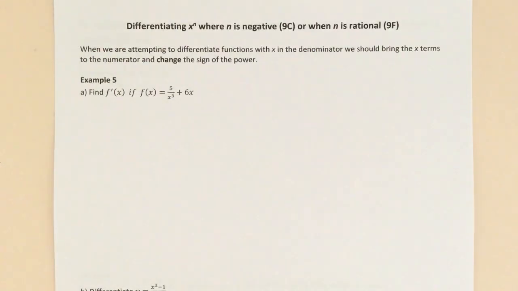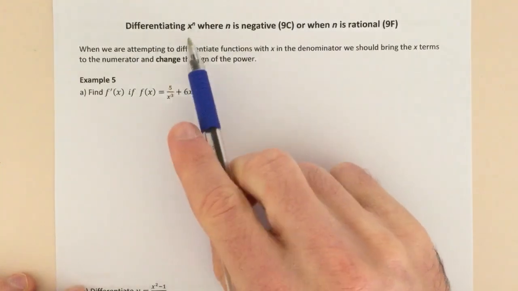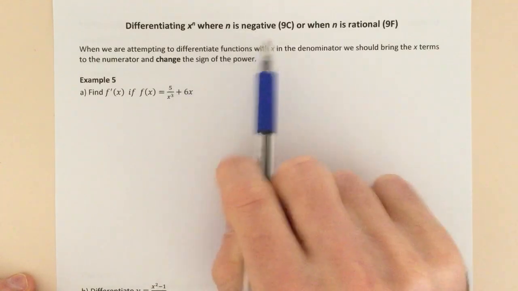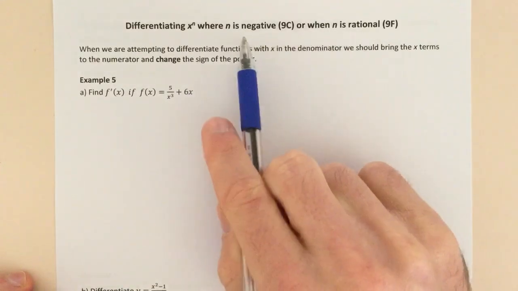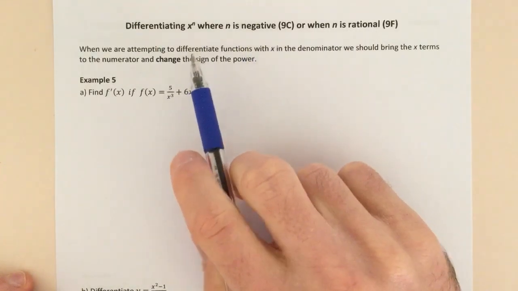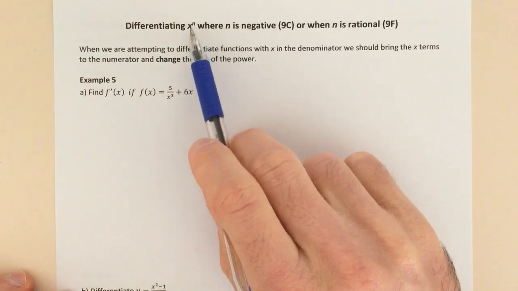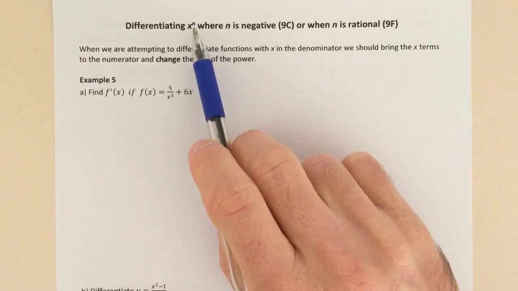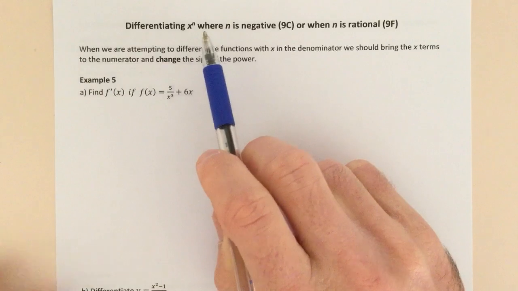Welcome back, Method students. In this section, we're going to go through a few more examples of differentiating x to the power of n, but this time we're looking at cases where n is negative or where it's rational. Similar ideas as in the previous section: when we differentiate a term like this, we multiply by the power and subtract 1 from the power. We're just dealing with situations where the powers might be negative numbers or fractions, or both.